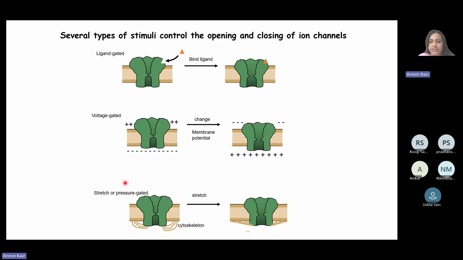It could also be voltage gated. Now, how will this occur? For instance, this channel was open, and because of it being open, a lot of sodium actually went inside, potassium went outside, chloride also went outside.